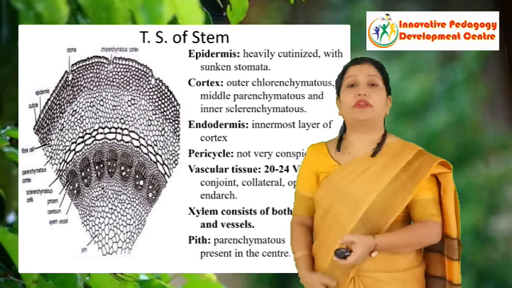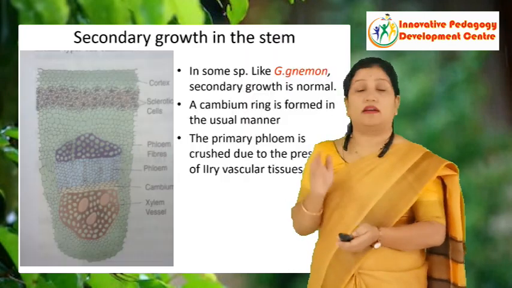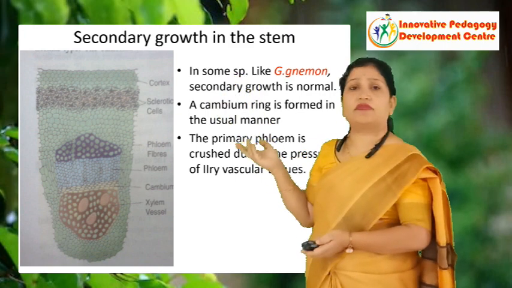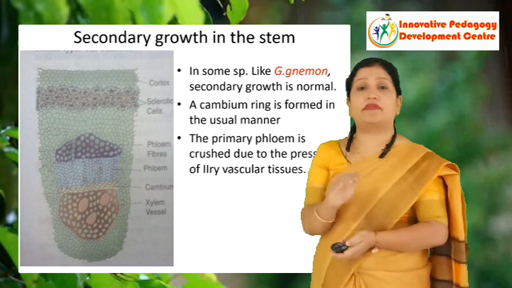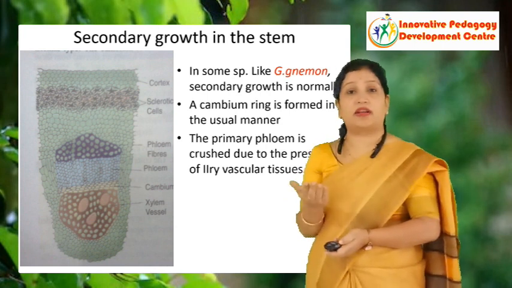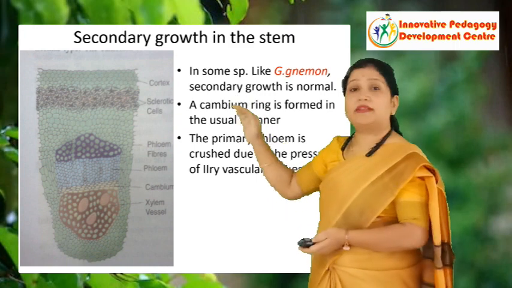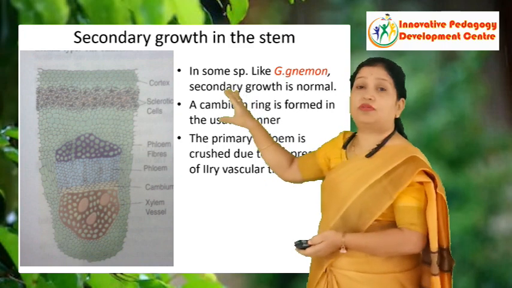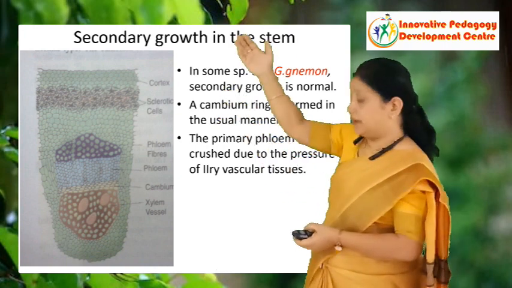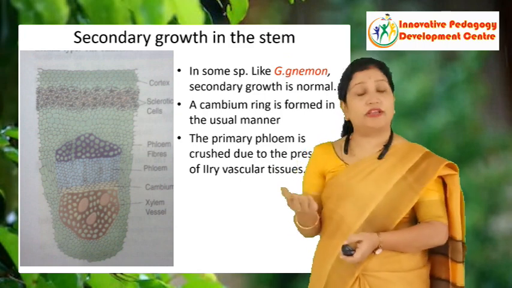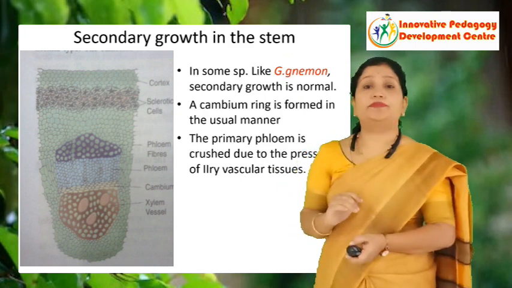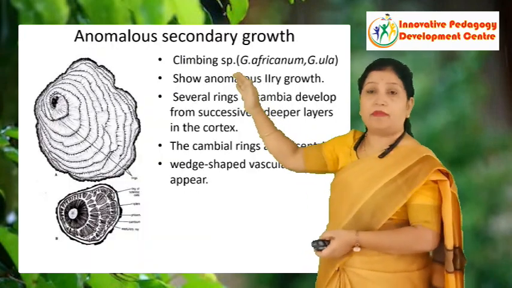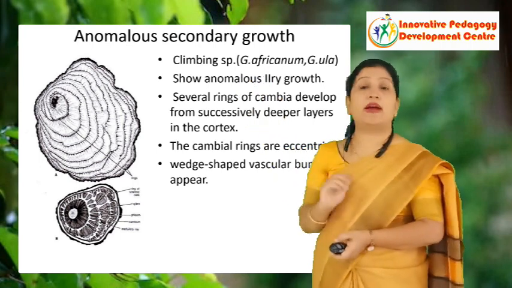Regarding the secondary growth in the stem, in species like Gnetum gnemon, the secondary growth is of the normal type. That means the interfascicular and intrafascicular cambium strips will join and develop the secondary tissue. Due to the increasing pressure of the secondary tissue, the primary tissue and the phloem get crushed, and then the cork cambium becomes active to show changes in the outer region. But the climbing species like Gnetum africanum and Gnetum ula show anomalous secondary growth.